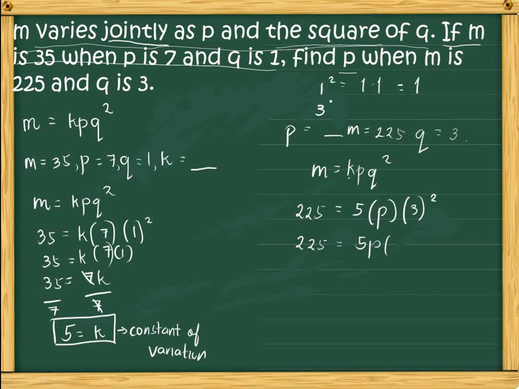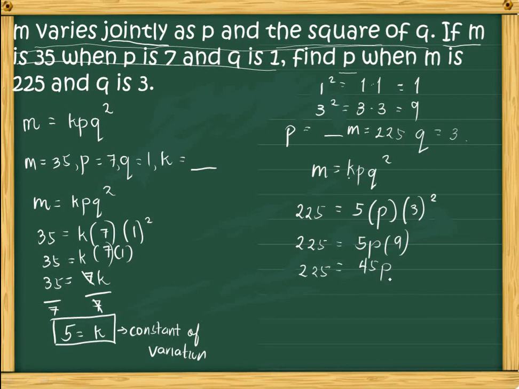So let's expand 3 squared. That is 3 times 3. Why? Bakit po may dalawang 3? It's because the exponent is 2. So you're going to multiply the base 3 twice. Kasi ang exponent mo ay 2. 3 times 3 is 9. So 9 times 5 is 45. 45 times P is 45P is equals to 225.